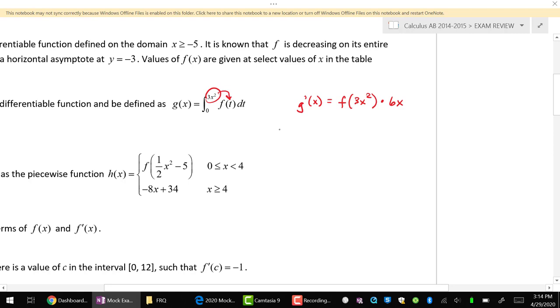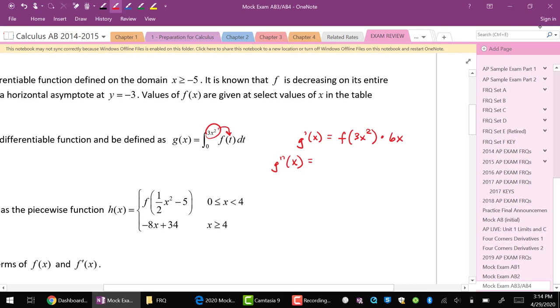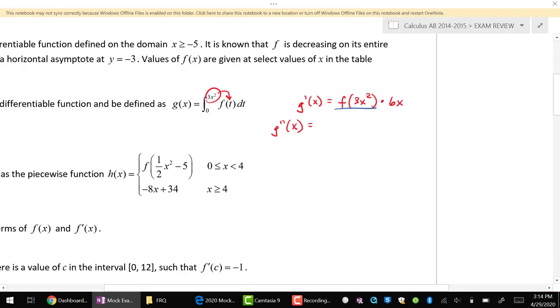So the second derivative of g will then become the derivative of my first derivative. And notice now I'm going to need to use product rule. So here's my first component, and then there is the second component. What I teach my students is derivative of the first. So f prime of 3x squared. Chain rule once again. Derivative of the first times the second, plus the first times the derivative of the second, which will just be 6.